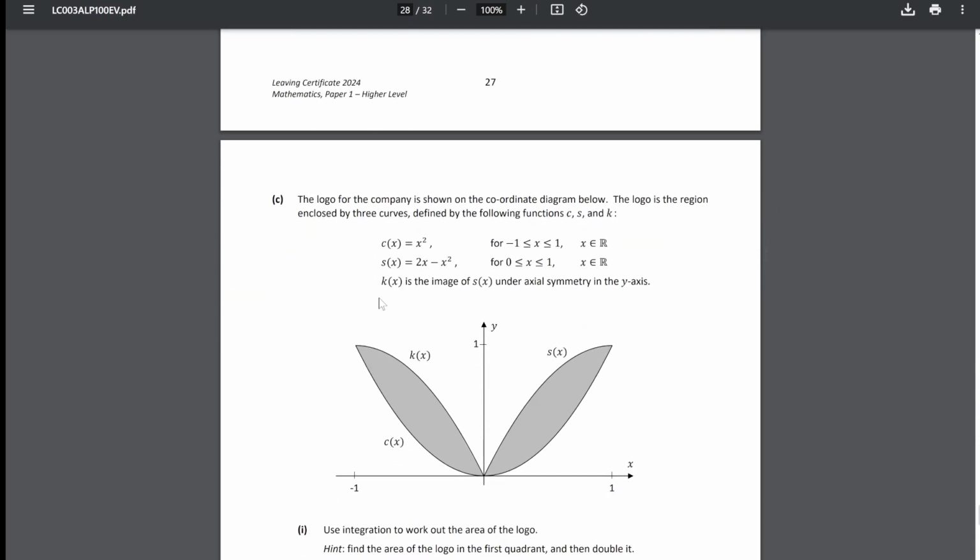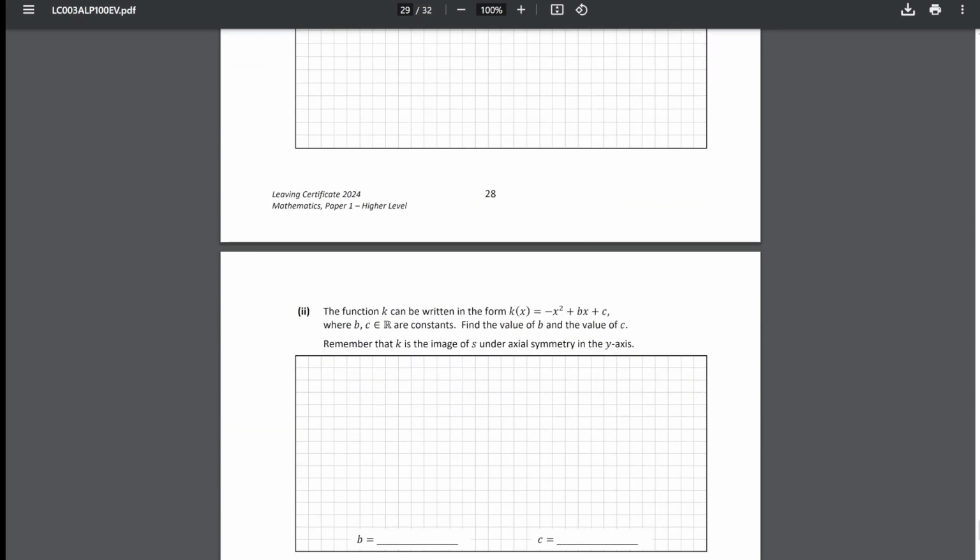Then we have this. It looked really scary the first time we did it, but actually, it's just the area of the top minus the area of the bottom, and then you times it by two because it's under symmetry, so they're literally the same thing. They're just flipped. And then this question required a bit of thought about how to actually transform functions.